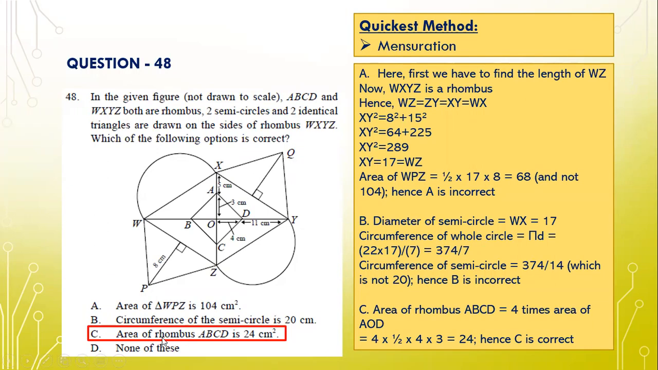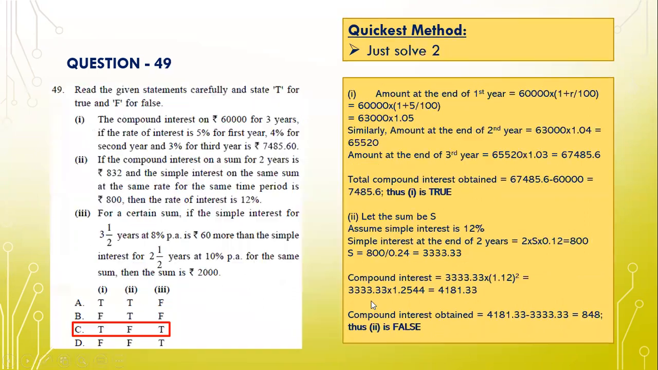Let's see option C. Area of rhombus ABCD. What is the area of rhombus ABCD? This is 4 times the area of triangle AOD. What is the area of triangle AOD? Half into base into altitude. Half into 4 into altitude, which is 3. Half into 4 into 3 is the area of one triangle. So area of 4 such triangles will be 4 into half into 4 into 3, which is 24. So area of rhombus ABCD is 24, which is the correct option.